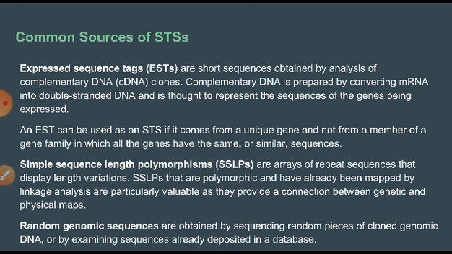Another source is simple sequence length polymorphisms, called SSLPs, which are arrays of repeat sequences that display length variations. SSLPs that are polymorphic and have already been mapped by linkage analysis are particularly valuable, as they provide a connection between genetic and physical maps. Random genomic sequences are obtained by sequencing random pieces of cloned genomic DNA or by examining sequences already deposited in a database.